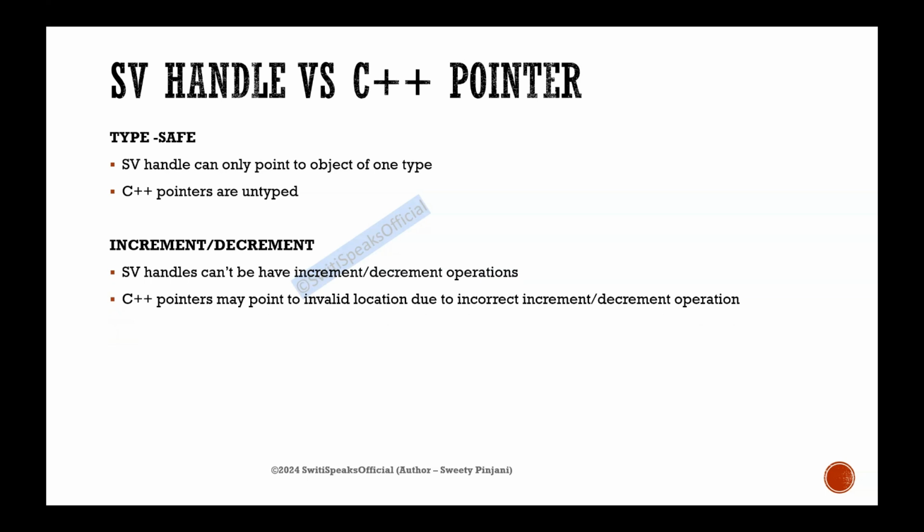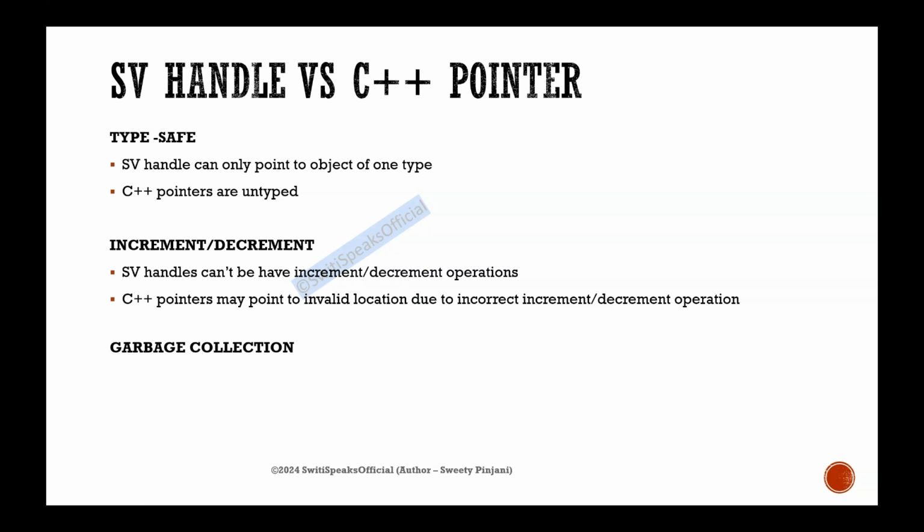In case of C++, you will do increment and decrement, and while doing it, it is possible that sometimes you will reach an invalid location. When you do increment and decrement incorrectly, that time you can reach an invalid memory location. But this doesn't happen in SystemVerilog because increment and decrement operations themselves are not valid.